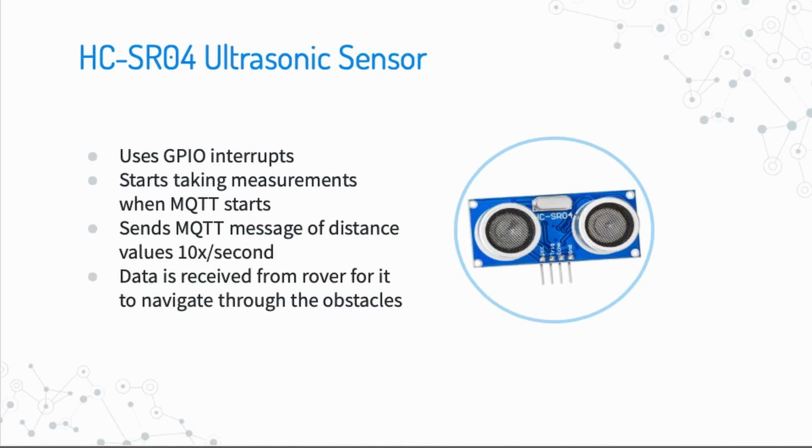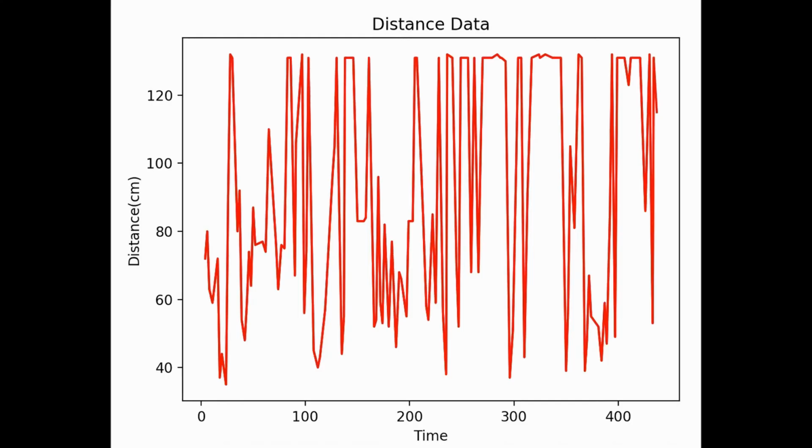Here is an example of the rover receiving data from the ultrasonic sensor via MQTT. Here is a graph of the rover receiving data from the ultrasonic sensor via MQTT. The x-axis is the time and the y-axis is the distance the rover is from an obstacle in centimeters. As you can see, the distance measured is never 0, meaning the rover did not run into an obstacle. The distance values continuously get updated in the graph 10 times per second.